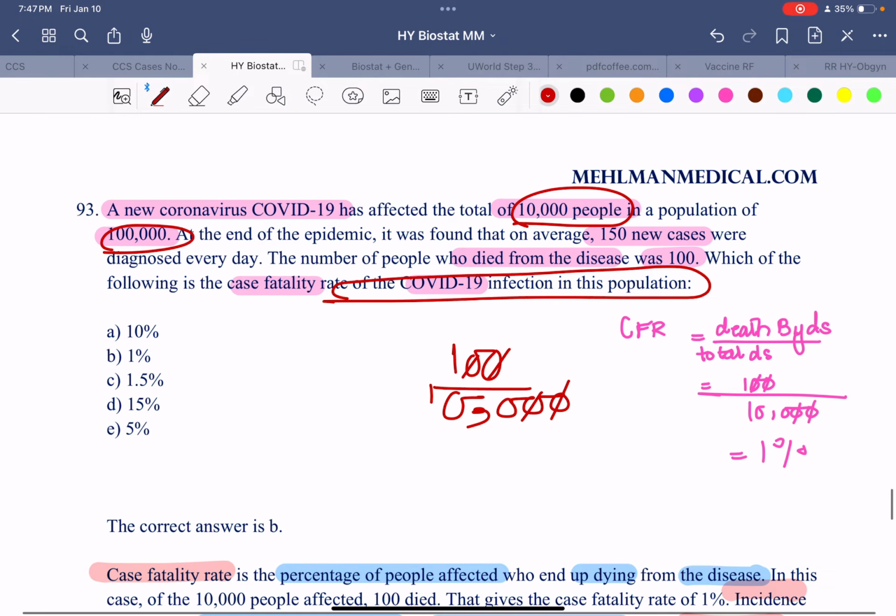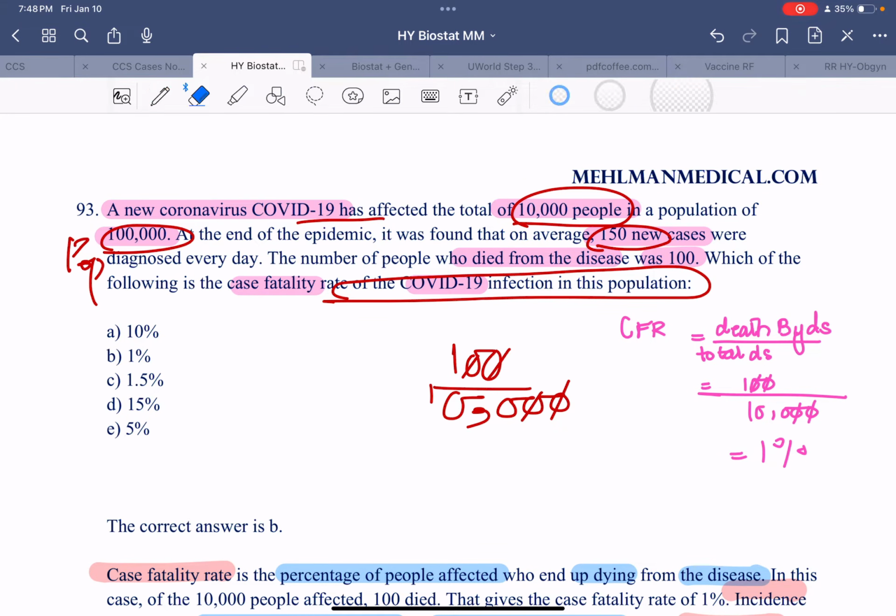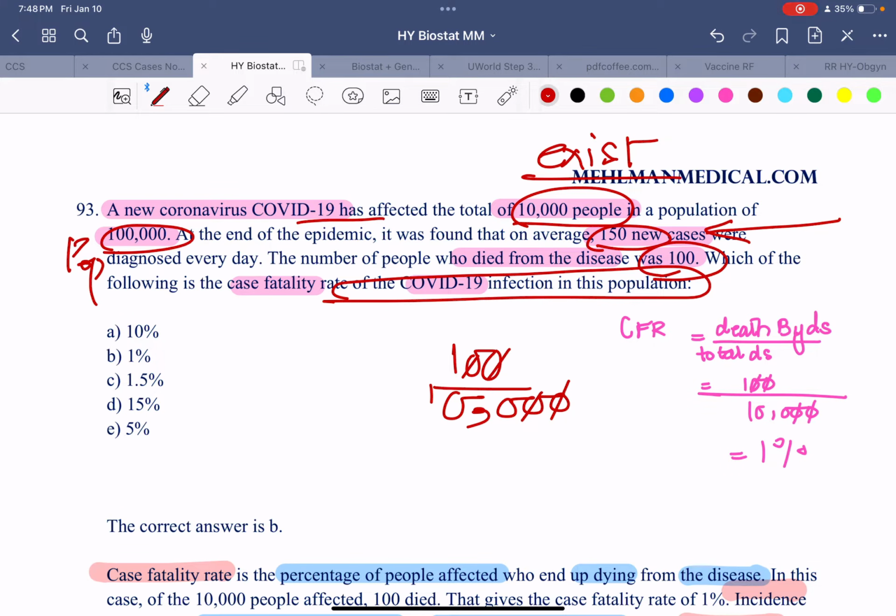Question 93. A new coronavirus, COVID-19, has affected a total of 10,000 people in a population of 100,000, right? So these are the existing cases that we have, and this is the population. And it was found that on the average 150 new cases were diagnosed every day. Okay, this is not the number of cases that exist, this is the number of new cases, right? The number of people who died was 100. So now we have the specific number of people dying from that disease, and now we have to calculate case fatality rate.